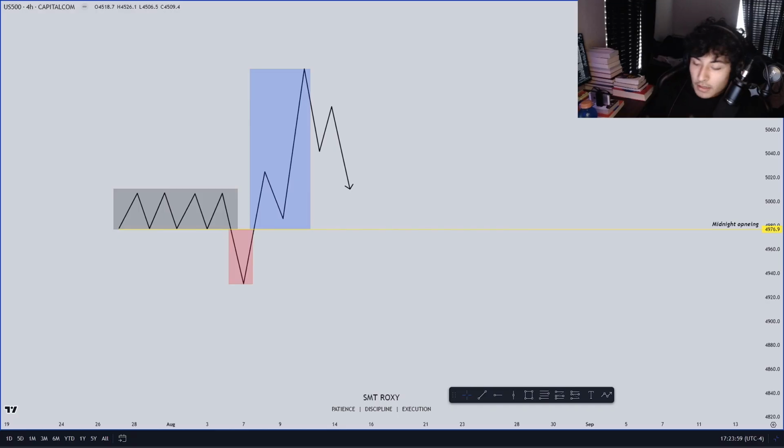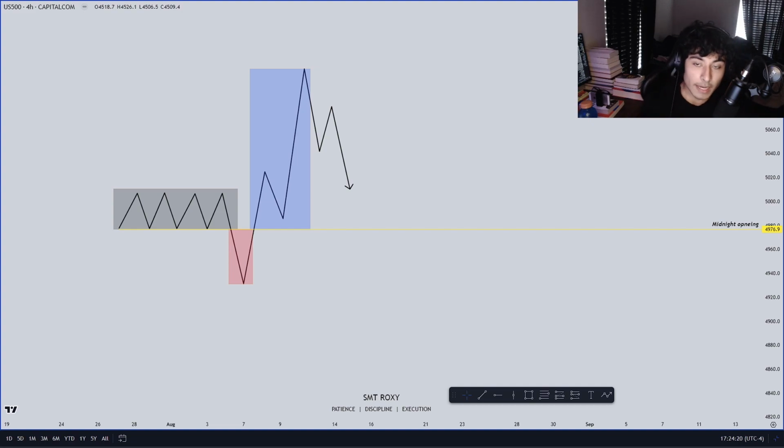Alright, so basically I have the accumulation, manipulation, and then the distribution with the midnight opening. So you want to use midnight opening to be more directional. If you're bullish, you want to be buying below the midnight opening, and if you're bearish, you want to be selling above the midnight opening. So you can use that as a little indication as to where you can find your premium and discount zones.